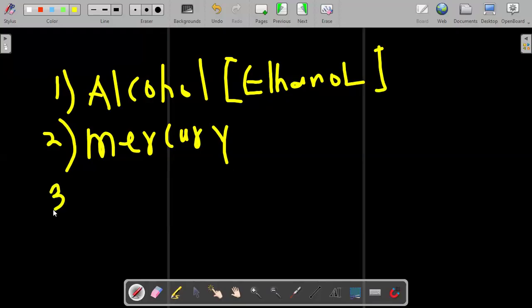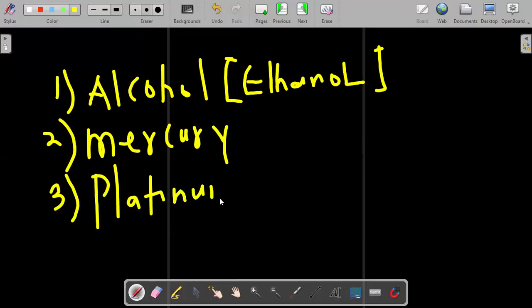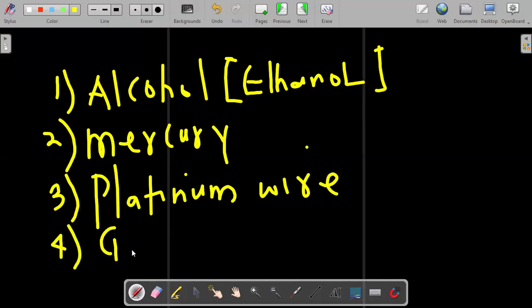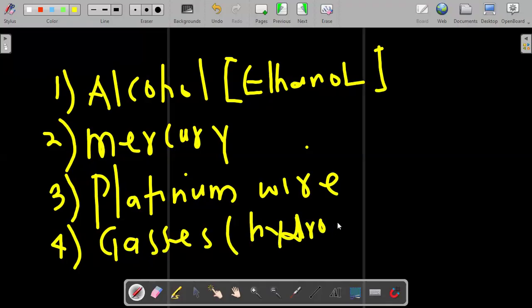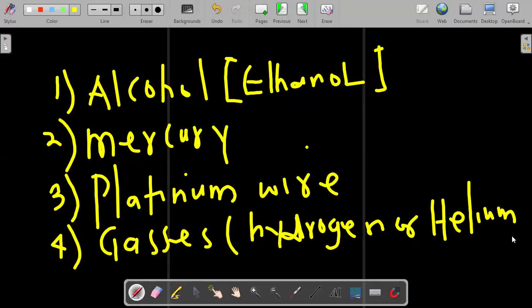Then number three, another example of a thermometric substance, is platinum wire. Platinum wire is also an example of a thermometric substance. Then number four, we have gases, like hydrogen or helium. Hydrogen or helium is an example of a thermometric substance.